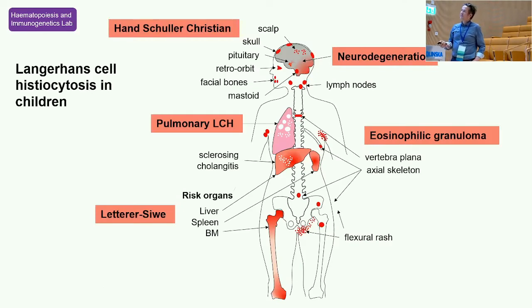And this is my sort of cartoon of what LCH looks like in children. I still think these broad older descriptions are kind of useful. The risk organ positive multisystem disease is the same thing as Letterer-Siwe, and Hand-Schüller-Christian, otherwise known as chronic relapsing LCH. You still see this pattern of disease, with neurodegeneration we've heard about, and of course the odd patient just gets an eosinophilic granuloma, maybe presenting as a vertebra plana or a single flat bone lesion, and then there's pulmonary LCH. So a lightning tour there, not meant to go into detail, but the spectrum is kind of different in adults.